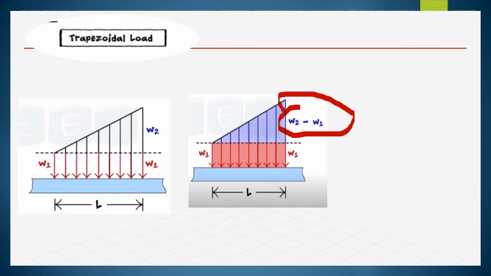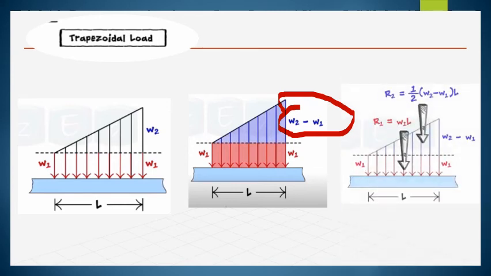So the resultant loading, yes, UDL, it acts at the center. The total intensity of the UDL is W1 into L. Similarly, for the triangular load, the total intensity, the resultant load, is the area of the triangle, that is half into W2 minus W1 into L, and they act at their respective centroids of the areas, that is L by 2 for the rectangular loading, and 2L by 3 from the zero intensity end for the triangular loading.